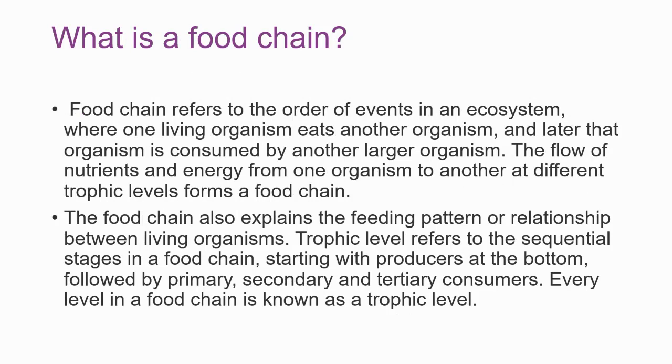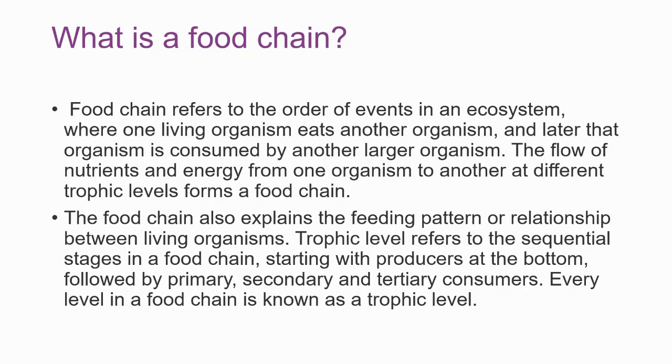Food chain refers to the order of events in an ecosystem where one living organism eats another organism and later that organism is consumed by another larger organism. The flow of nutrients and energy from one organism to another at different trophic levels forms a food chain. The food chain also explains the feeding pattern or relationship between living organisms.